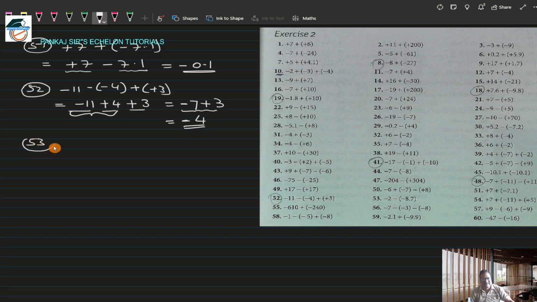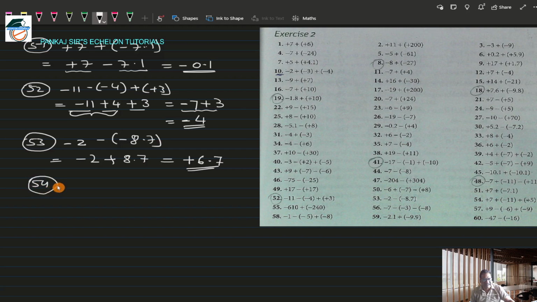Let us go to 53. Question number 53 says minus 2 and then minus of minus 8.7. If you want to work this out, you can write minus 2, minus into minus is plus, and then 8.7. The bracket has been removed. Now out of these two, 8.7 is the bigger number, so I'll put the sign of that bigger number, that is plus. Now I'll subtract 2 from 8.7. So 8 minus 2 is 6, so 6.7. The answer is plus 6.7 for this 53.